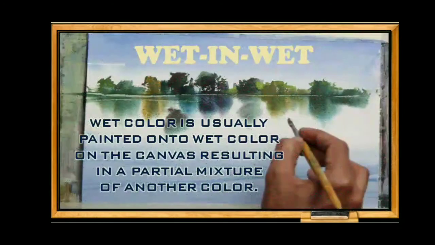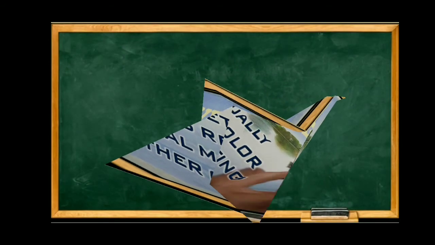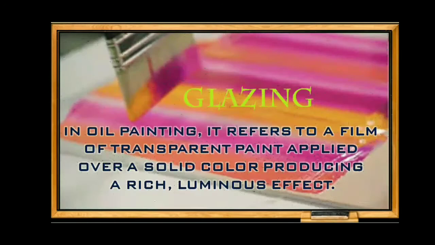Next is wet on wet. Wet color is usually painted onto wet color on the canvas, resulting in partial mixtures of another color. That is an example of the picture shown. Next is glazing. In oil painting, it refers to a film of transparent paint applied over a solid color, producing a rich luminous effect.